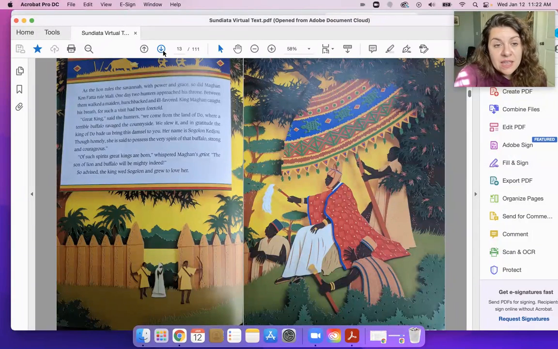So that name, Magan Khanfata, that is Sunjata's father, and he is a king. This is before the Mali Empire, but he was a king.